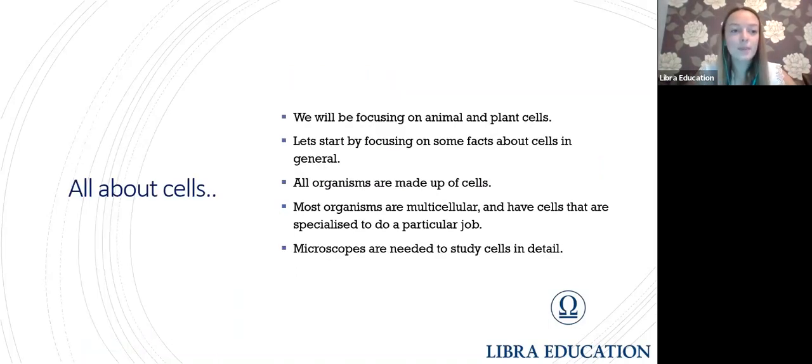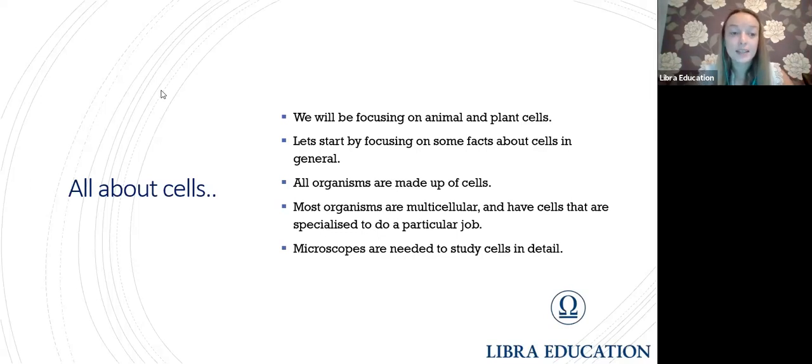But enough about me. We can start talking now about cells, as that is the topic of today's lesson. So all about cells. We'll be focusing on animal and plant cells today. So to begin with, we're going to focus on some general facts about cells. So all organisms are made up of cells. Most organisms are multicellular, meaning they're composed of numerous types of cells. However, most of them do have cells that are specialised to do a particular job.